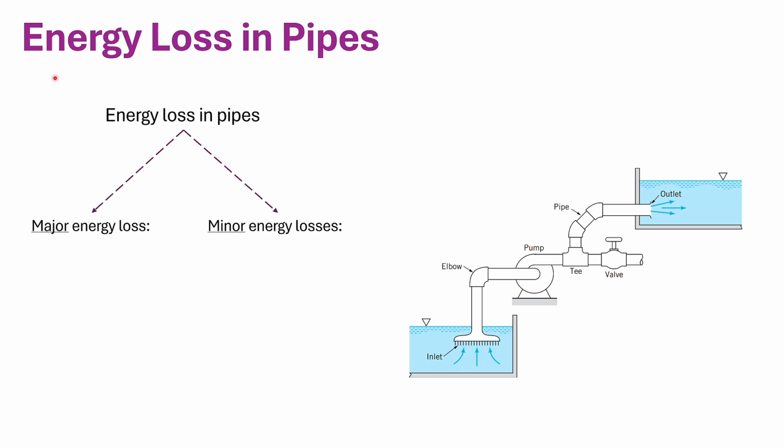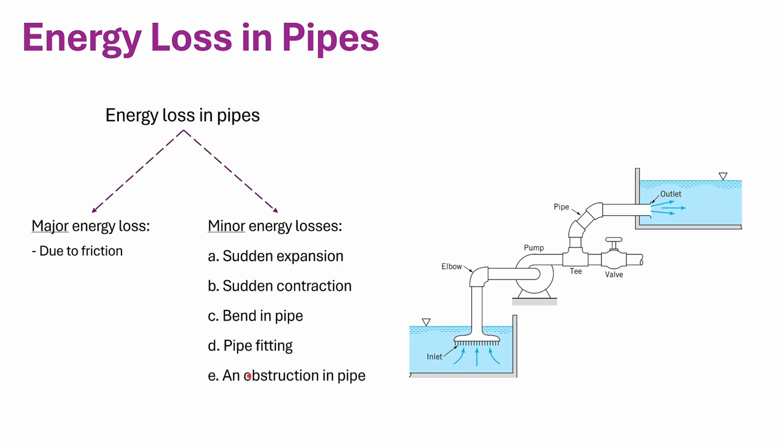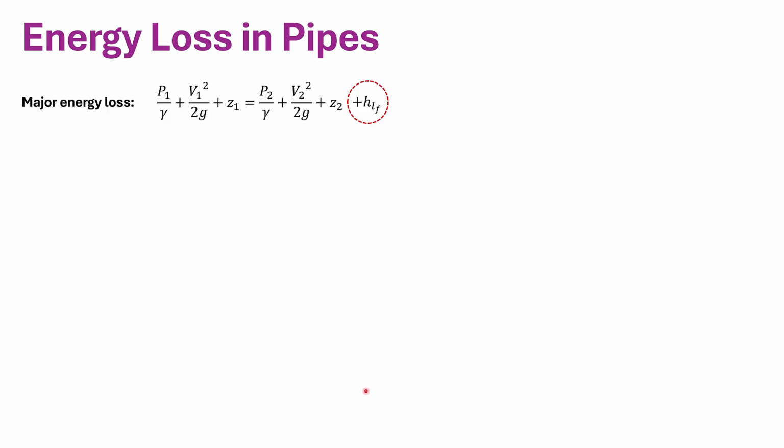Energy loss in pipes. Energy loss in pipes can be categorized as the following. We can have major energy loss, which is due to friction, and minor energy losses due to sudden expansion, sudden contraction, bend in pipe, pipe fitting, or an obstruction in the pipe. To account for major energy losses in the Bernoulli's equation, we need to add another term on the right side of the equation, which is HLF.